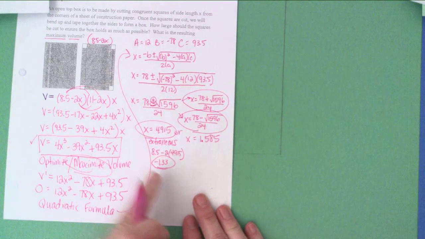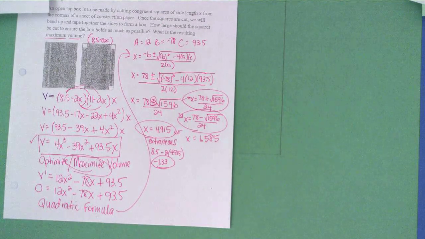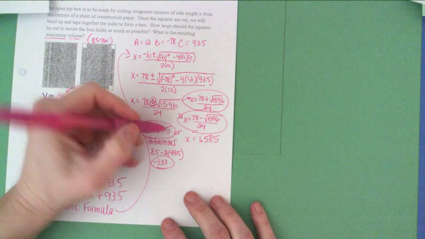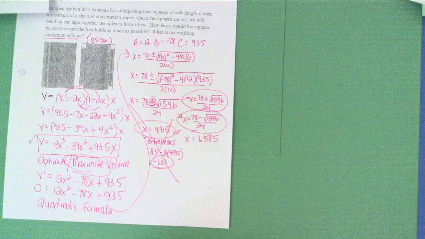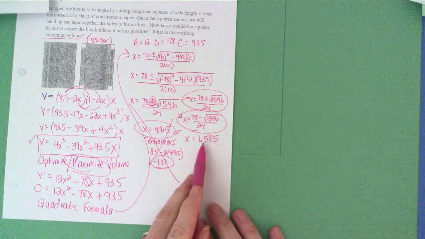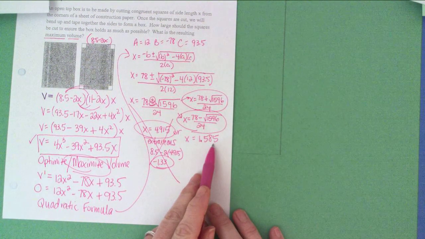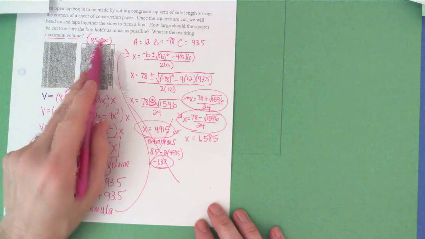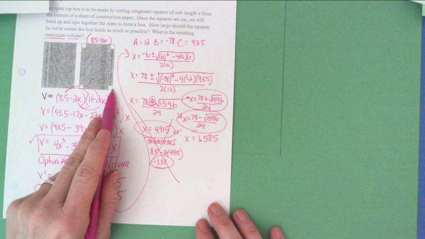Well, that doesn't make any sense. You're not going to be able to make a box if your side length is negative. So that is why we're going to have to throw out that answer. But if you cut your squares 1.585 inches, that will work. It will keep your length positive and your width positive. So we're going to go with that.